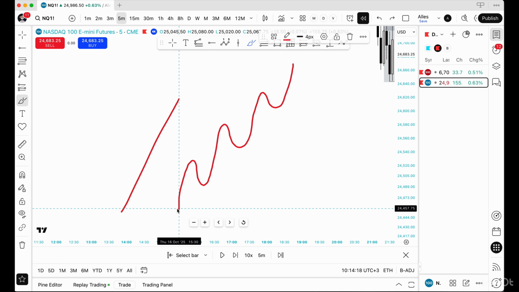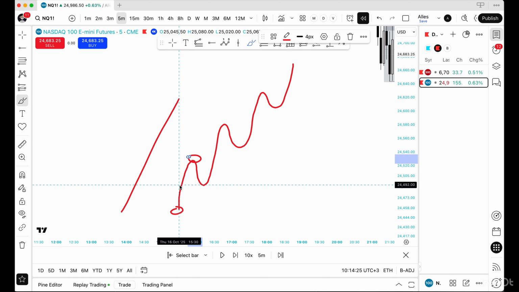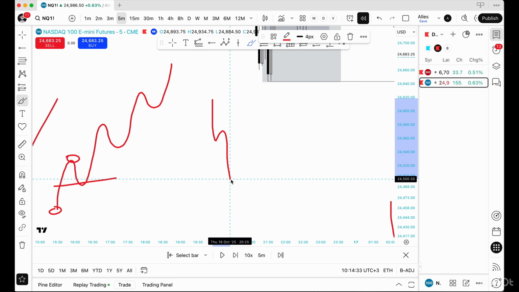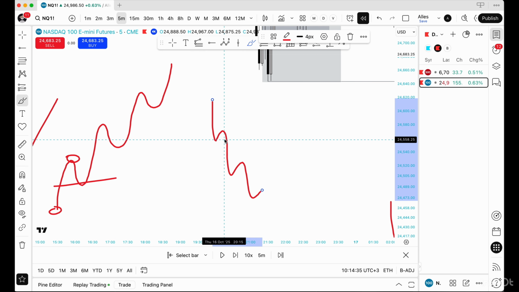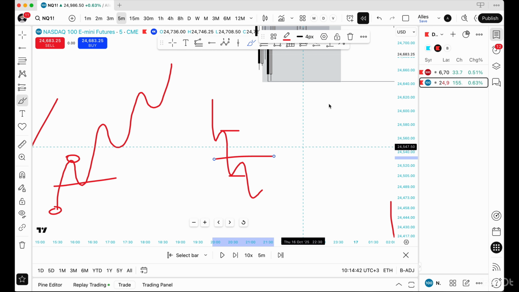So we measure from down here to down here because that's the whole move. And we measure half of it. And half of it is around here. And we often touch half of it and then go up again. Or in the other direction, we have a downtrend. And here, for example, we have this extension and we often visit half of it to then go lower again.